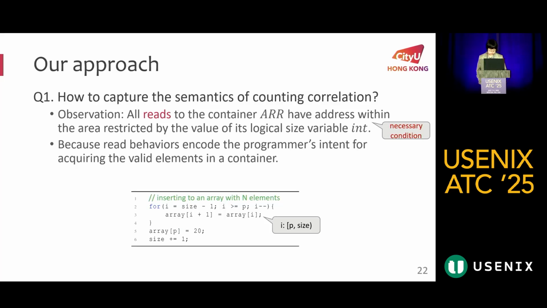So for capturing the semantics of the counting correlation, our main observation is that all accesses to the container-like array have their address within an area restricted by its logical size variable's value. This is because the array behaviors themselves actually encode the program's intent for acquiring the valid elements from a container-like array. So in our running example, the read index i has an upper bound, the logical size variable, although it's not yet updated and may not be consistent with the final size.